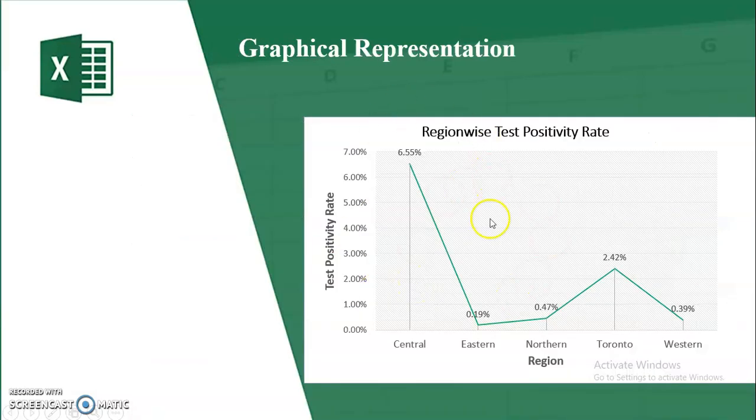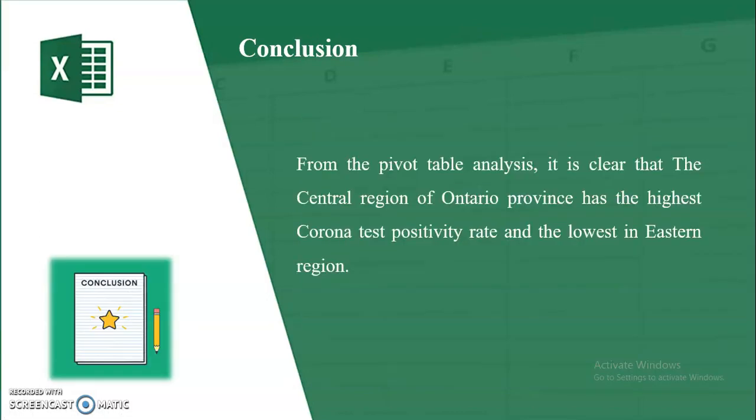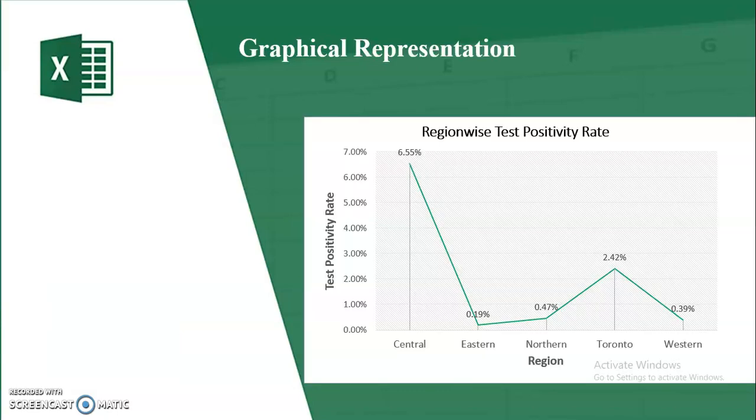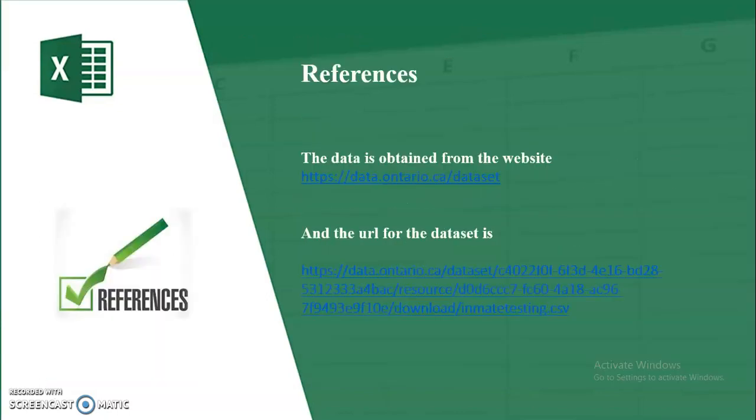So this is the graphical representation of the analysis. On the x-axis there is region, and on the y-axis is the test positivity rate in percentage. For central it's 6.55%, for eastern it's 0.19%, for northern it's 0.47%, for Toronto it's 2.42%, and for western it's 0.39%. From this we can conclude that the central region of Ontario province has the highest corona test positivity rate, and the eastern region, which is 0.19, has the lowest corona test positivity rate.